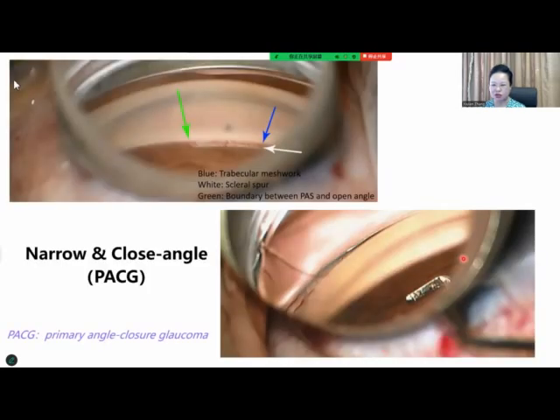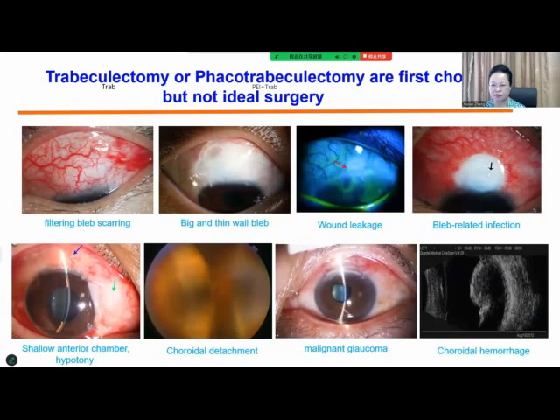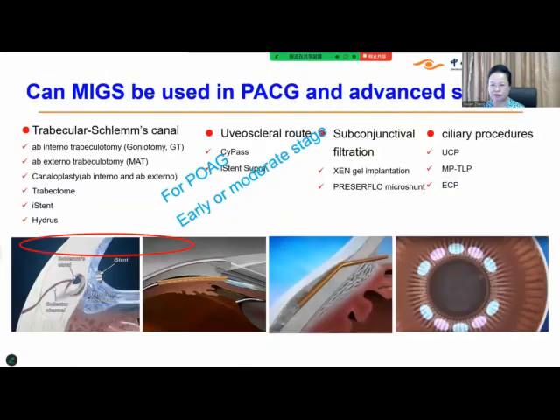The majority of our PACG patients are from the Asia Pacific area. PACG's angle is narrow or closed. You will see part of the angle open or totally closed. Trabeculectomy or phacotrabeculectomy are the first choice for advanced PACG. However, both are not ideal surgeries.